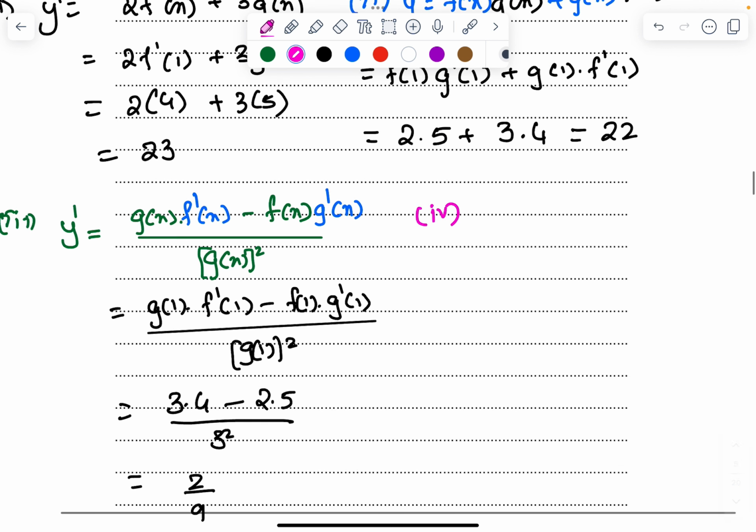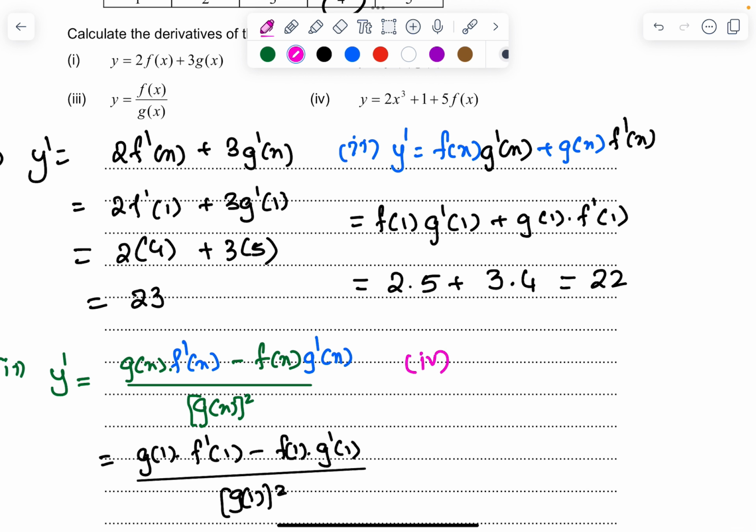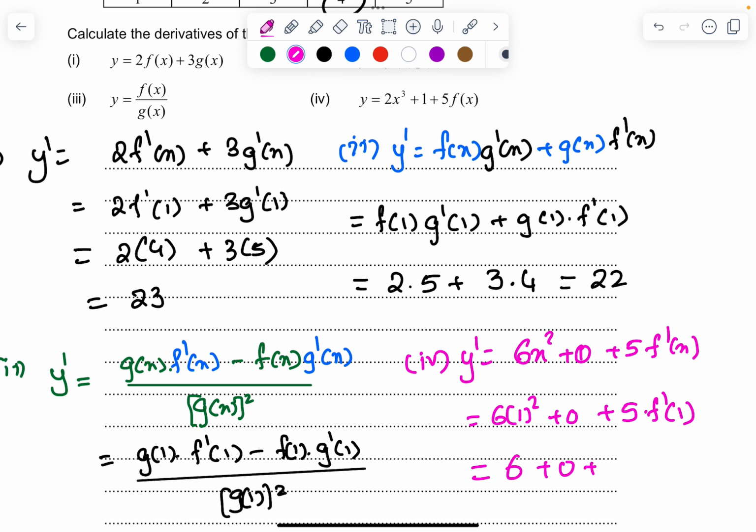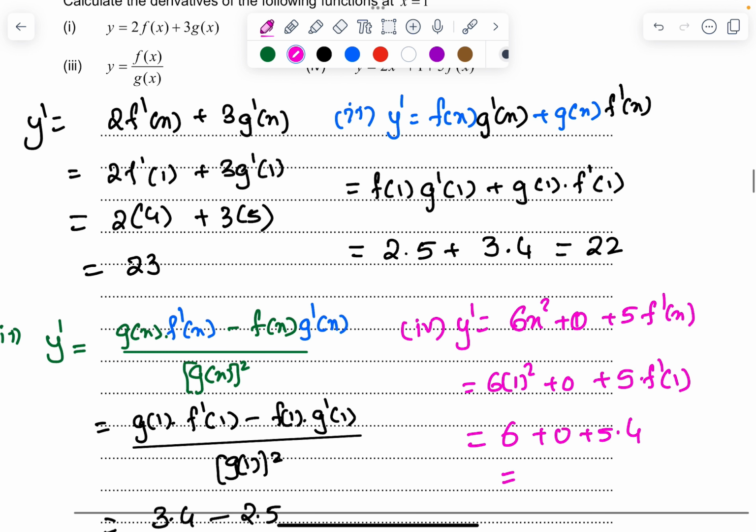Part 4, y prime should be equals to 2x cube derivative is 6x square plus 1, derivative is 0 plus 5 f prime x. So 6 times 1 square plus 0 plus 5 times f prime 1. 6 plus 0 plus 5 times 4. So which is going to be 26.